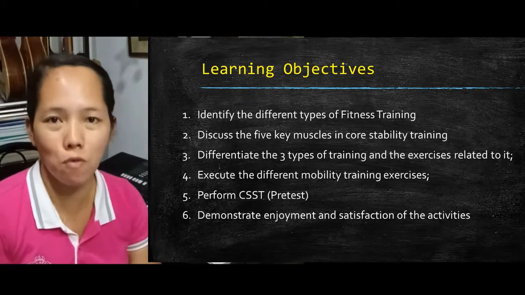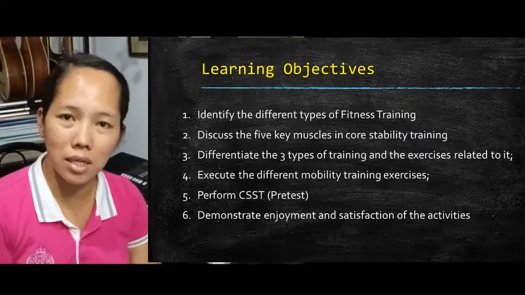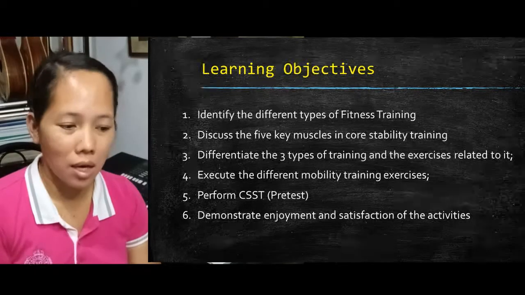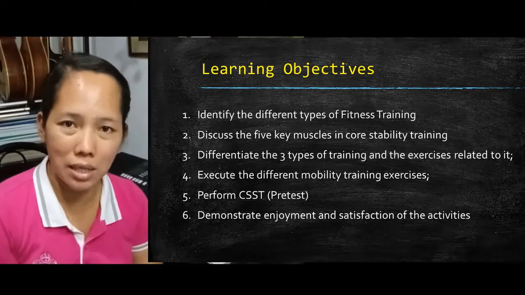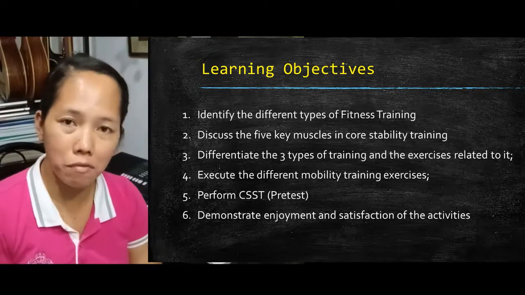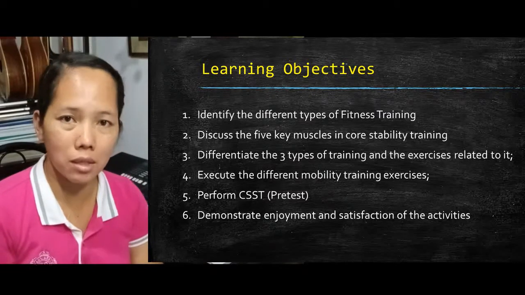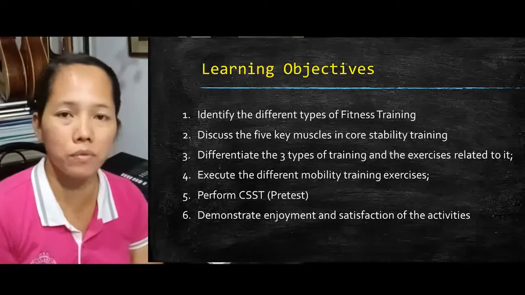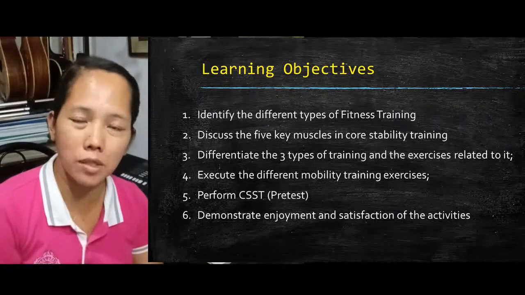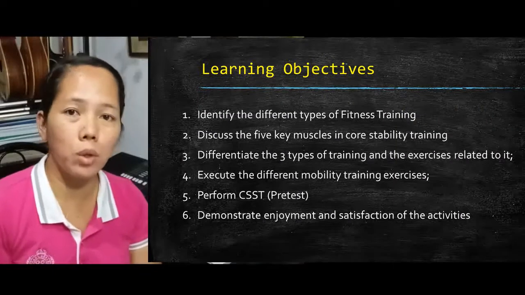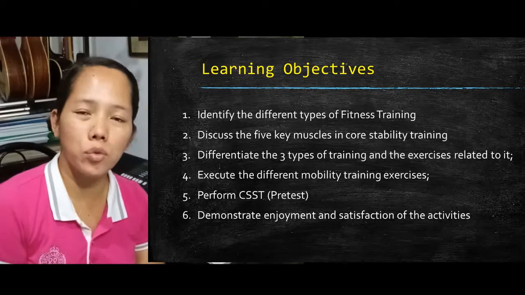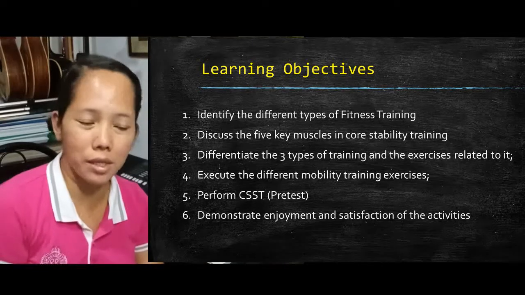Number 5, perform CSST or core strength and stability test. But we indicated here pre-test because we have not established a norm yet, and we are still in the process of doing it. And by the end of the semester, we will have the post test because we are expecting that we would come up already with a norm. So we will have the values as to what will be the standards and the grading system.